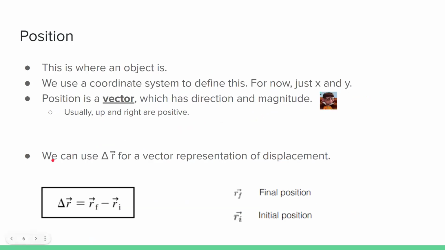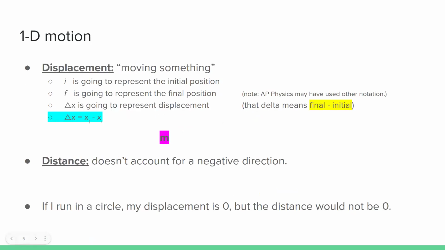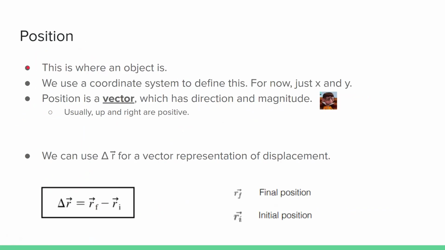So we're going to talk about position now, which is basically what leads us to be able to calculate displacement. But this is where an object is, obviously. And we can use a coordinate system to define this. For now, just x and y. Hopefully you're familiar with the coordinate system, probably been using that.